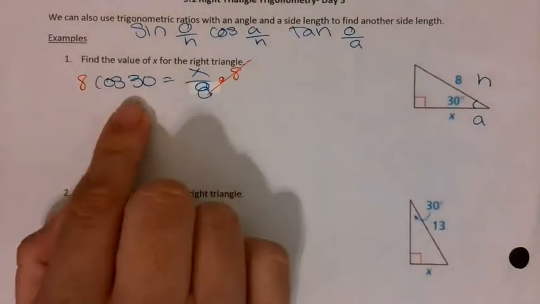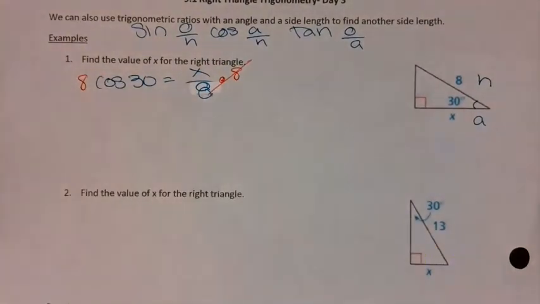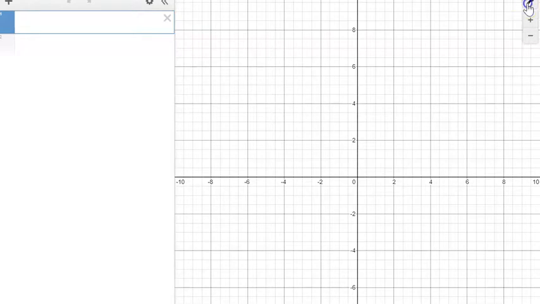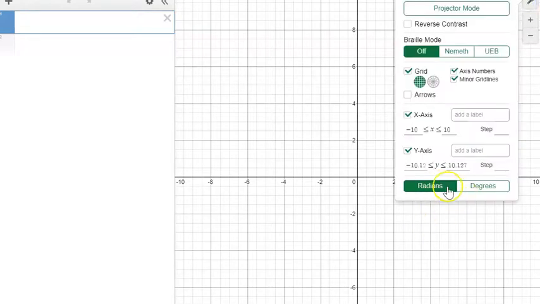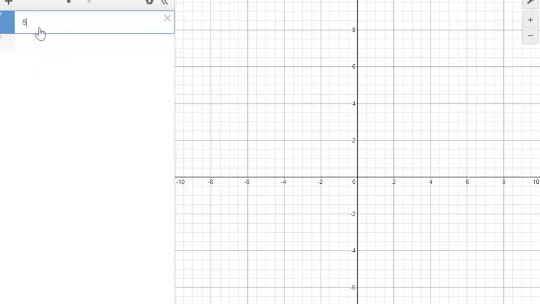Then to solve this piece, I'm going to go to Desmos. And I'm going to click on this little wrench up here. And where it says radians and degrees, I want to make sure I click on degrees. So when I type it in, my answer is correct. I type 8 cosine 30, and this gives me 6.928. I'm going to round to the hundredths place, so it's going to be 6.93.